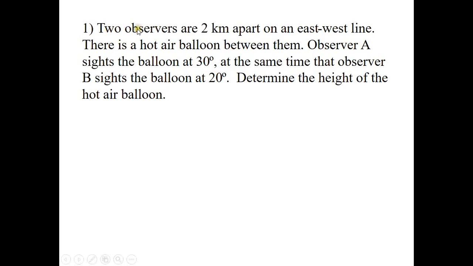So here's the first question. Two observers are 2 kilometers apart on an east-west line. There's a hot air balloon between them. Observer A sights the balloon at 30 degrees. At the same time, observer B sights the balloon at 20 degrees. Determine the height of the balloon.